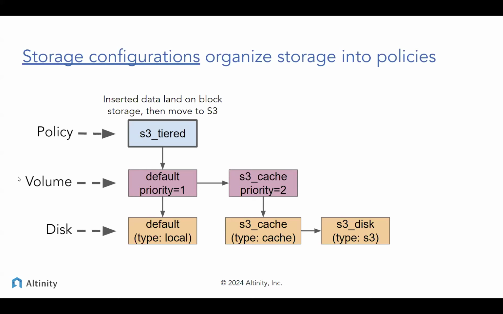In this case, S3. So we have these different disk types. We can organize them into what are called volumes. Volumes tell ClickHouse that these are the locations for the data, and you can actually have multiple disks underneath. The cache wrapping an S3 disk is an example of that, but you can also have multiple mount points. They have an order. So by default, data will go to the first of these that you list.